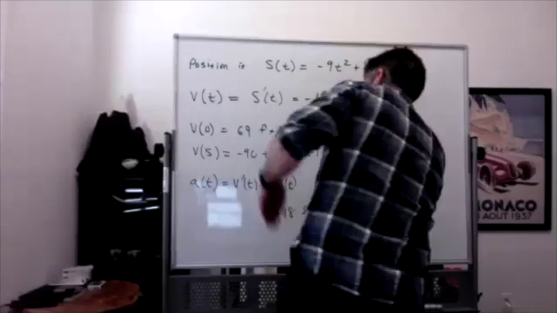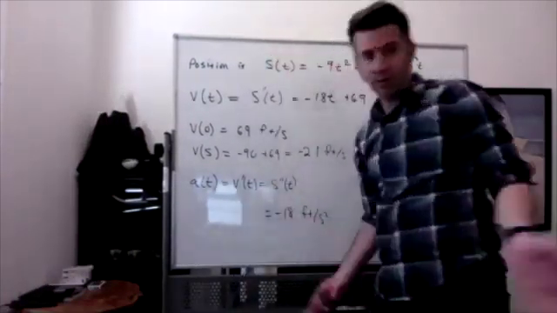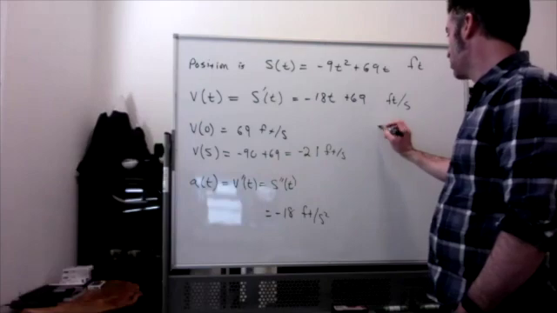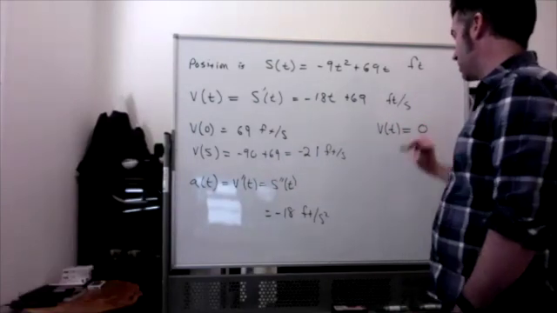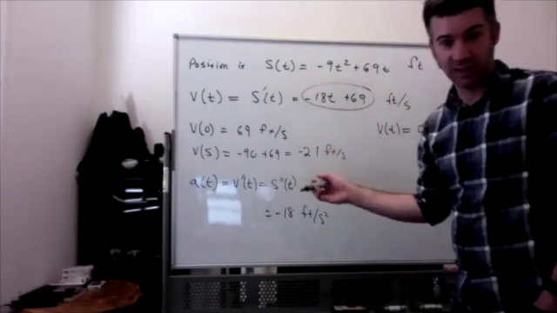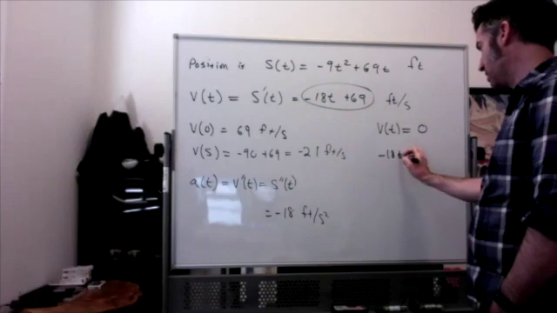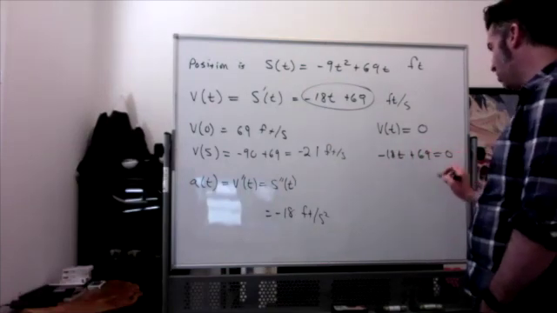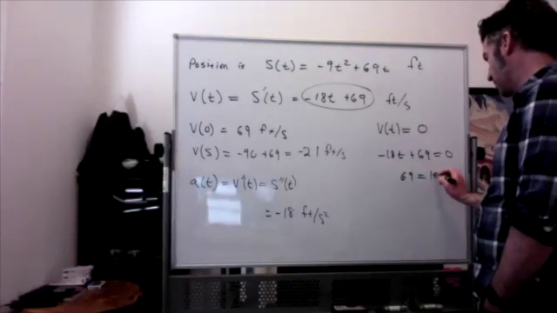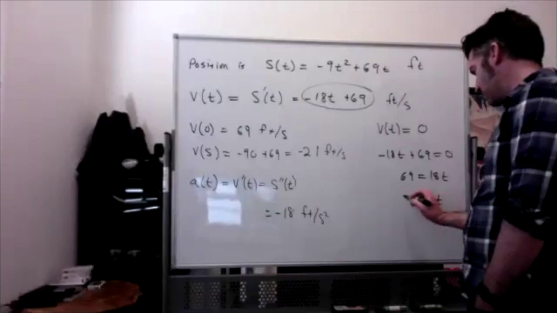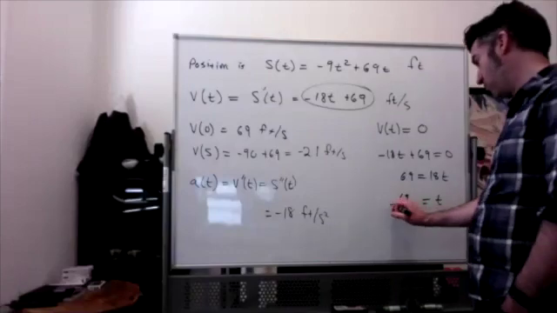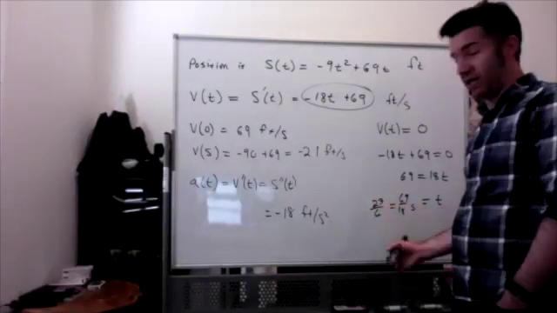So a couple questions to answer now. When does this car stop? Well, when does something stop? When its velocity is 0. So we're going to set the velocity equal to 0. It's not going to be a very nice number. So we're going to set negative 18t plus 69 equal to 0. I'm going to add 18t to both sides. So 69 equals 18t, and then t equals 69 divided by 18 seconds, which I think reduces to 23 over 6. It's not really much nicer, but okay.